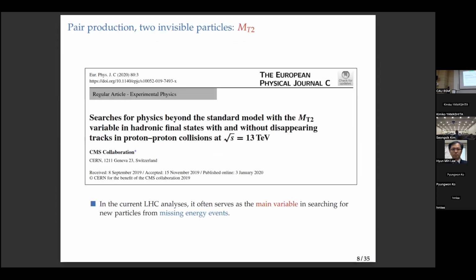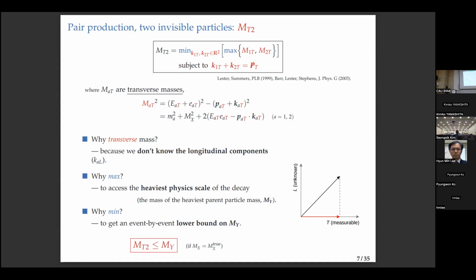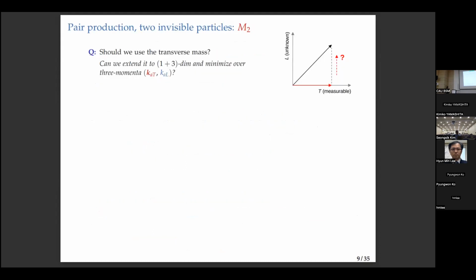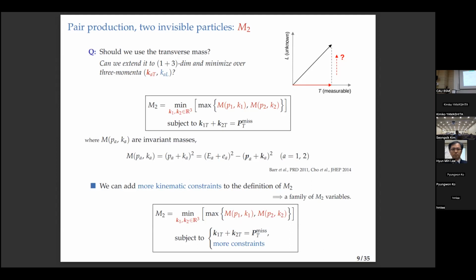And this MT2 in the current LHC analysis often serves as a main variable. The question is that, from this definition of MT2, you can find that we are minimizing over the transverse momentum of the invisible particles. So we can try this minimization by extending it to 1 plus 3 dimensions and minimizing over the 3-momenta of the invisible particles. That corresponds to the M2 variable. Here, the transverse masses have been replaced with the invariant mass of each chain.